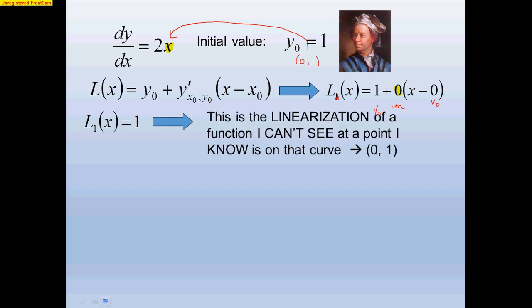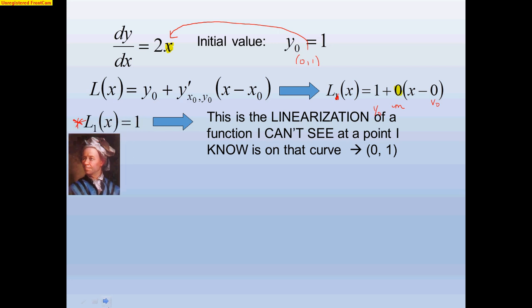Now, this is the linearization. The linearization, remember, if you zoom in on any function that is differentiable, and of course this one is, it has a derivative, 2x, of a function I can't see, I know is on that curve. Well, the curve approximates its tangent line at a point, right? Local linearity. If you zoom in close enough, the curve looks like its tangent line. Well, I don't know what the curve is, but here is its tangent line at 0, 1.